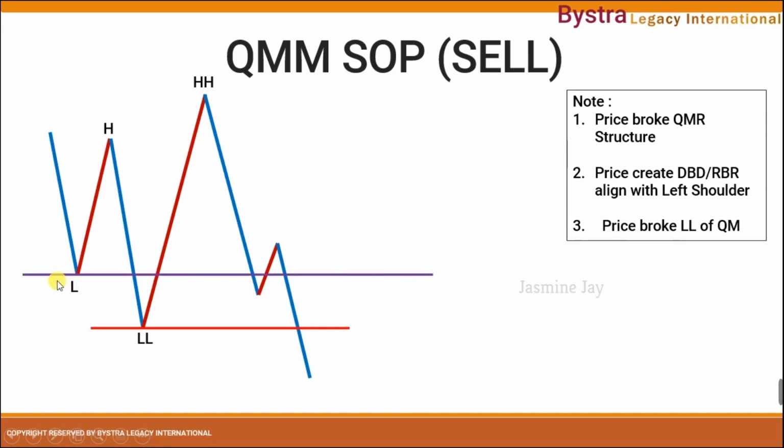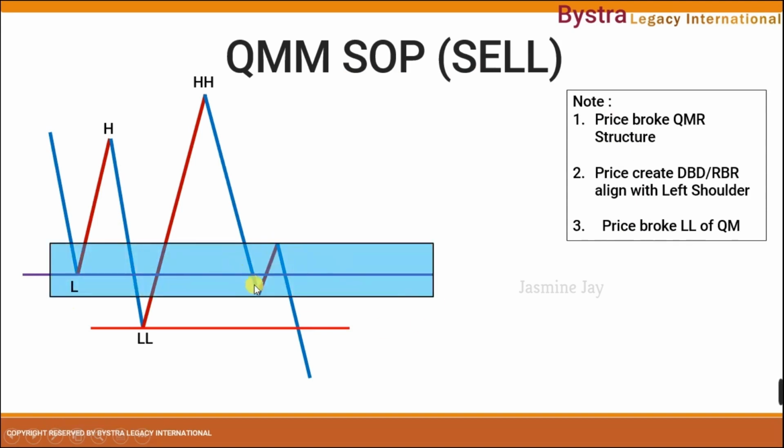So first of all, we draw the horizontal line aligned with the left shoulder, which is the low here, and mark the zone of the drop base drop. Make sure that the zone of this drop base drop, which is the candlestick body, is aligned with the entry point. The entry point is this horizontal line. This is the area where we will set our PO.